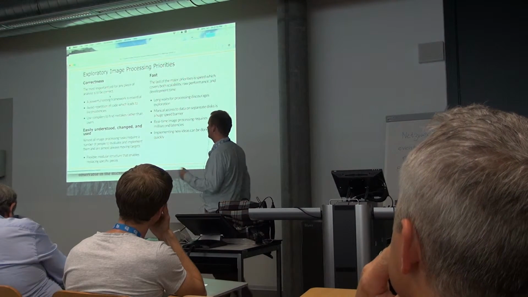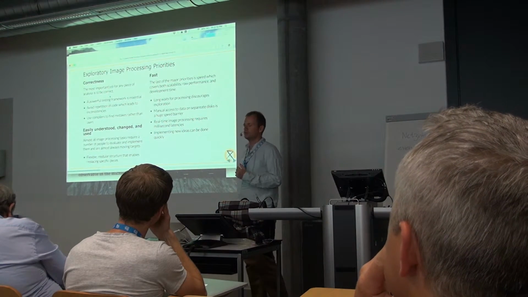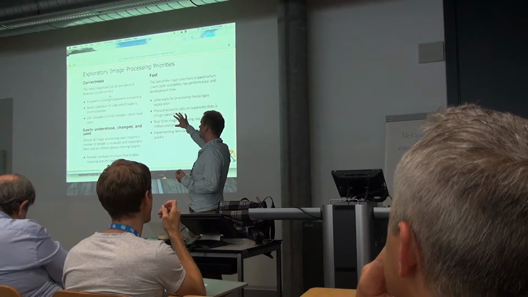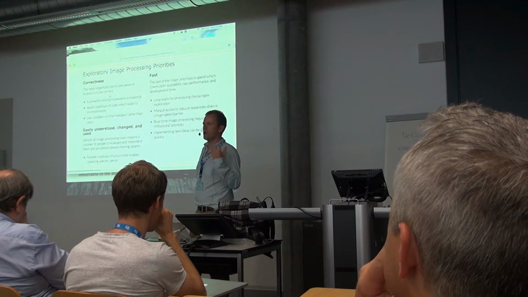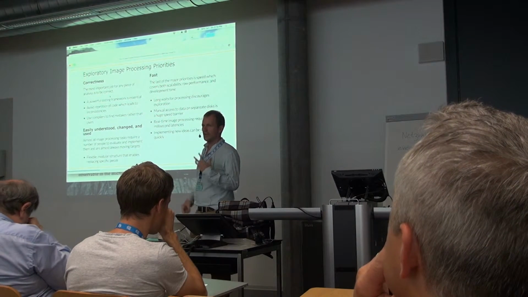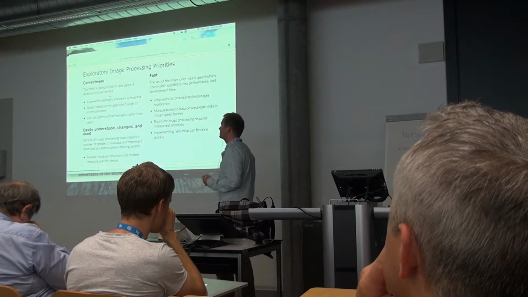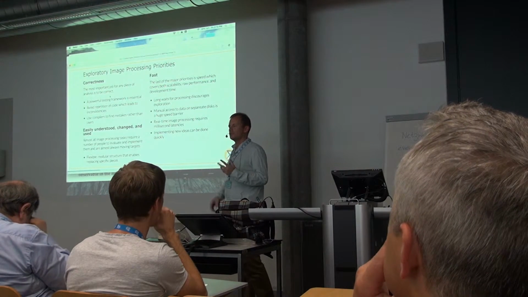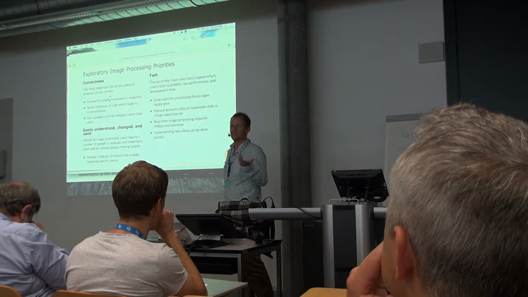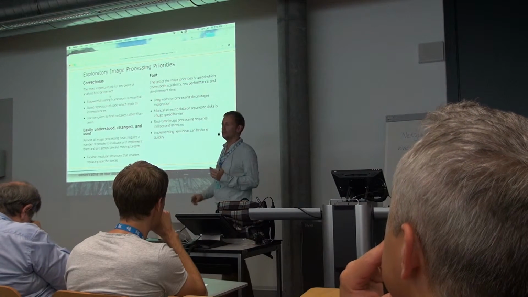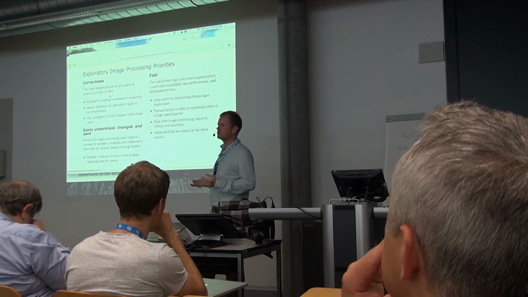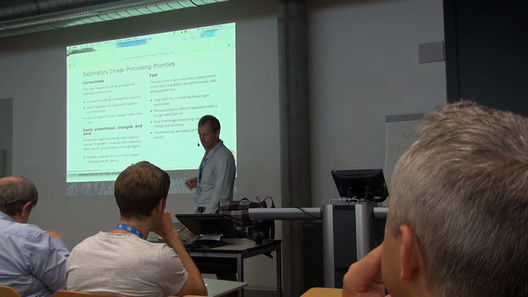So we decided that with such a large project, it made sense to really rethink the things we normally do. These are what we decided were the priorities for exploratory image processing or image analysis. The main one, of course, is correctness. Because if you do an incorrect analysis, it's meaningless. You're not gathering any new information, and you're just wasting your time. If it's the fastest wrong analysis in the world, it's still wrong.